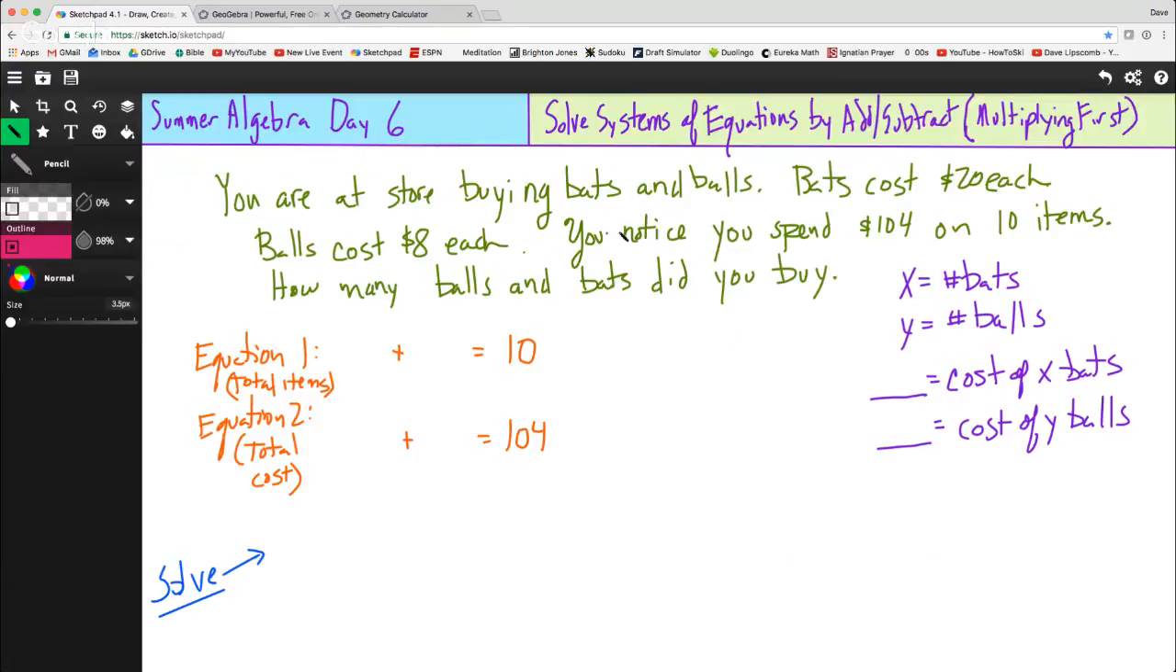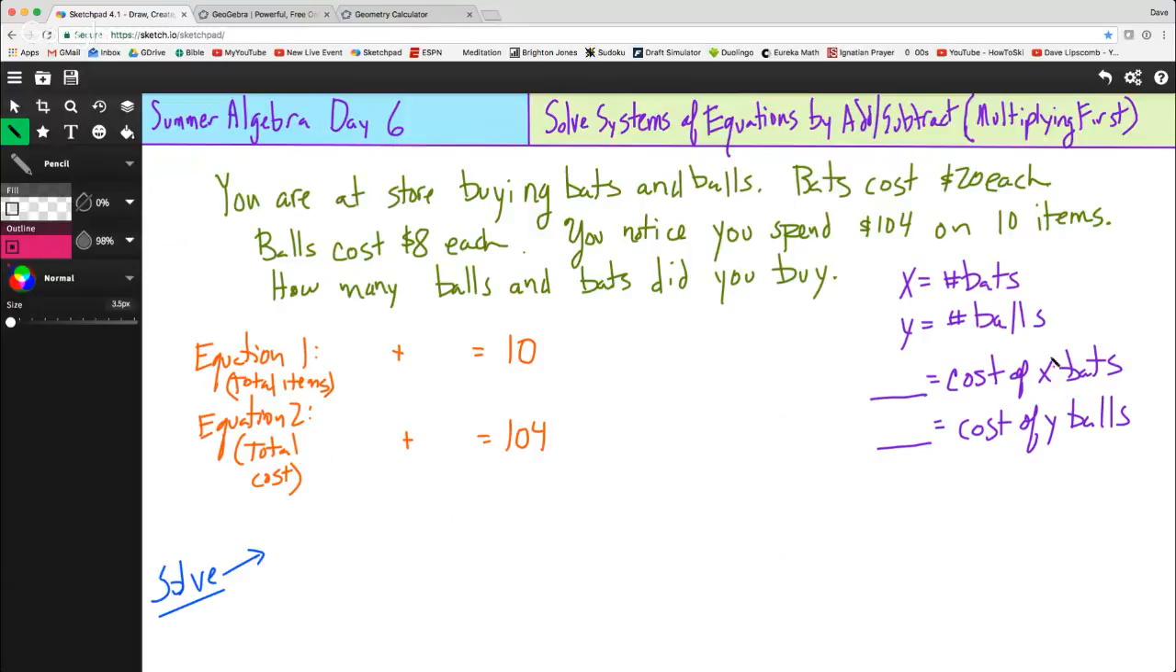Okay, so you're at the store buying bats and balls. Bats cost $20. So one bat equals $20. One ball is $8. But you notice that you spend $104 on 10 items. So you buy a combination of bats and balls, 10 items total, and you want to know how many balls and bats did you buy? Well, we're going to call x the number of bats and y the number of balls. So x plus y we know is the number of total items. So what is the cost of x bats, the cost of y balls? And then you're going to create your equation 2, which is your cost equation.